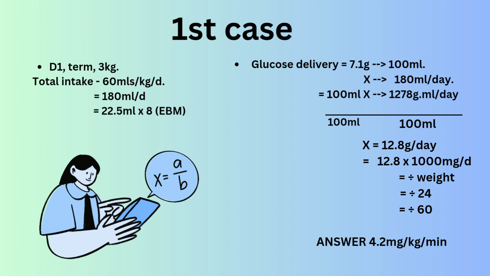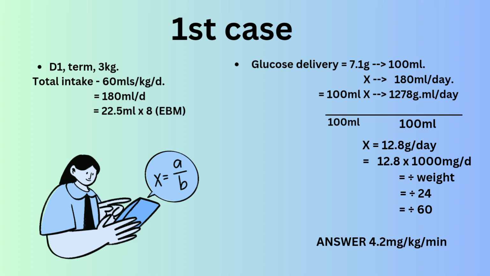So you solve for X and you cross multiply. X times 100 is going to be 100 ml X, and then 7.1 times 180 mls is going to be 1,278 grams ml per day. Because we're solving for X, we want to remain with only X, so you divide by 100 on both sides. If you do that, you're going to be left with X equal to 12.8 grams per day.